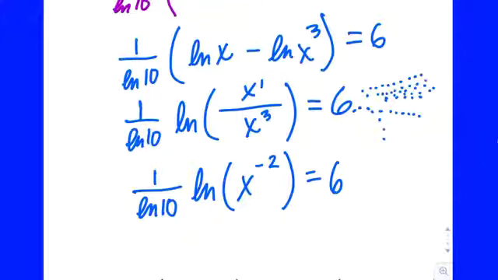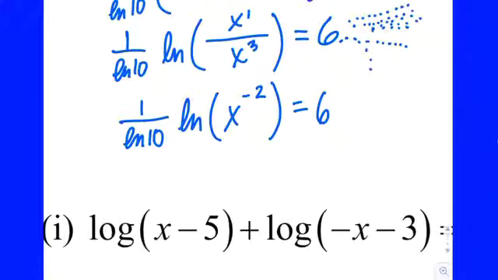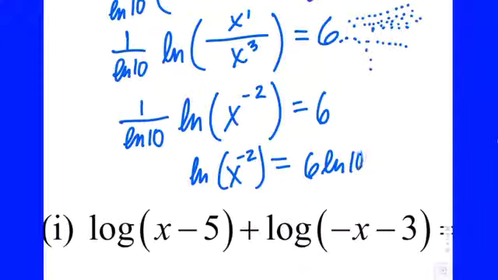What should I do now? Anyone help? Anyone? Well, that's why I'm asking leading questions. What have we been doing? We've been isolating the log, right? How do I isolate the natural log? Yeah, multiply both sides by the reciprocal. Okay, so I get ln of x to the negative 2 equals 6 natural log of 10.